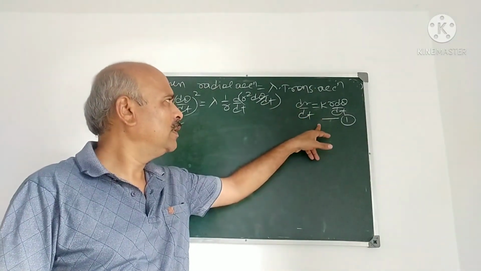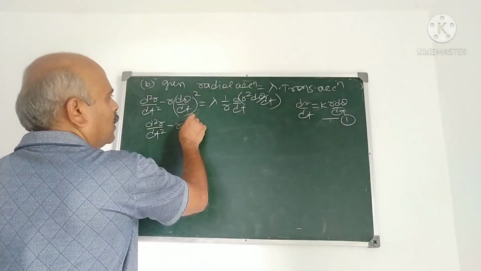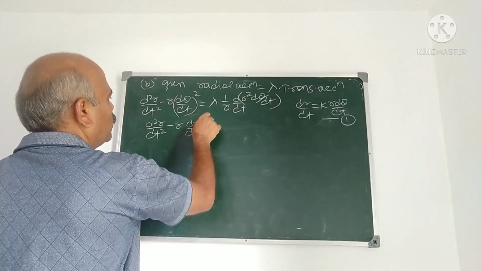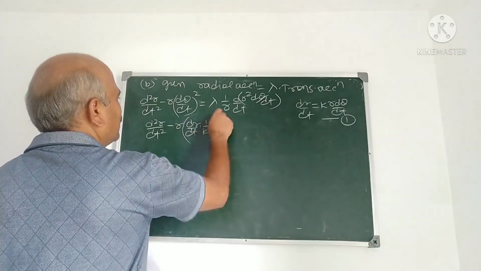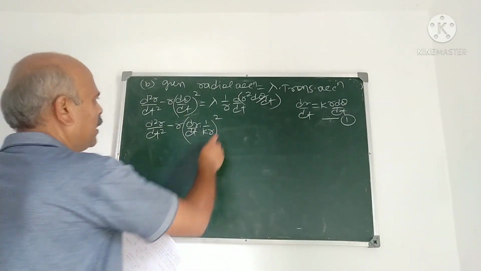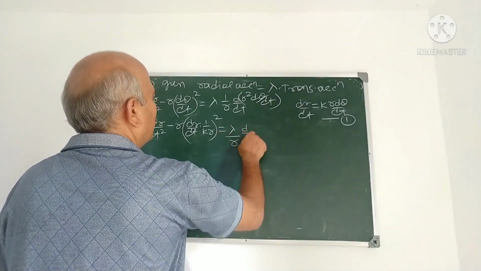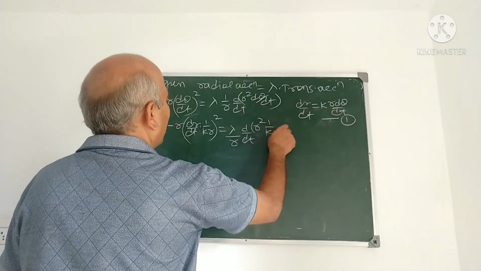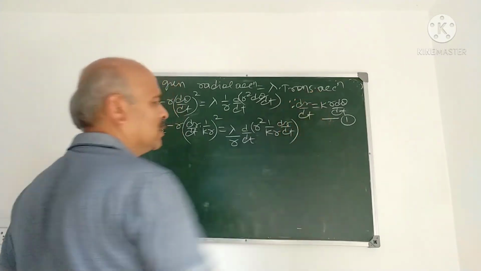This is condition A. Therefore I substitute here d theta by dt as dr by dt into 1 upon kr. Correct? 1 upon kr, it's a square. 1 upon kr dr by dt square is lambda by r d by dt of r square. Again d theta by dt is 1 upon kr dr by dt, because of this.